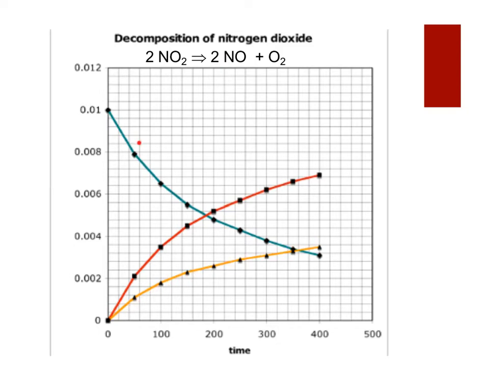But you can even see as the concentrations change over time, it starts to slow down. That's because there's less and less of the stuff to react, the collisions are happening less frequently, and the reaction actually starts to slow down.